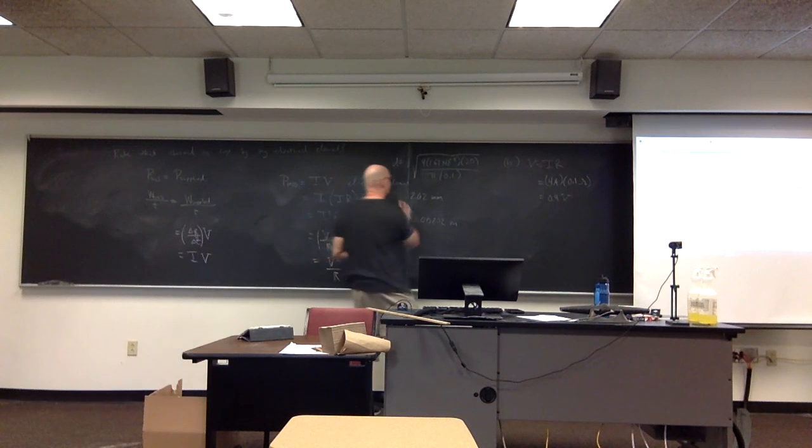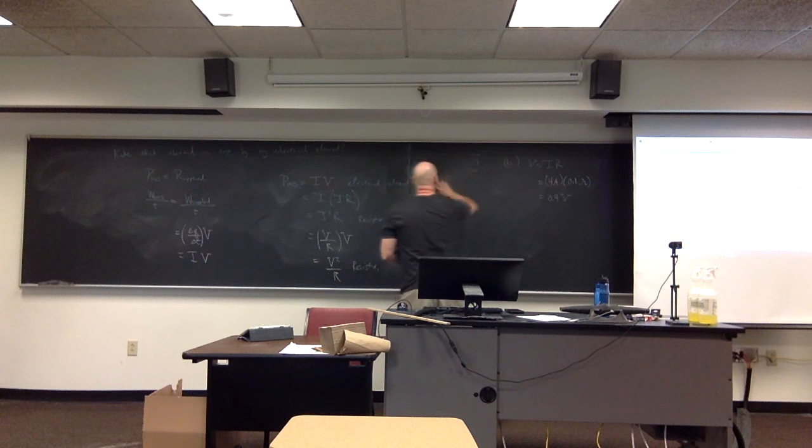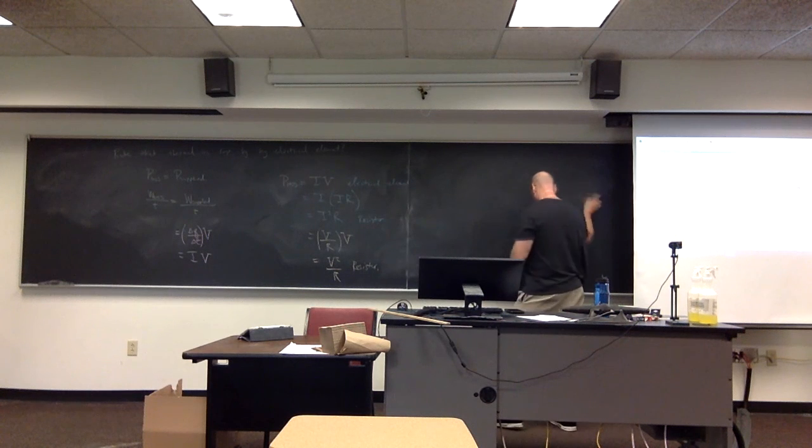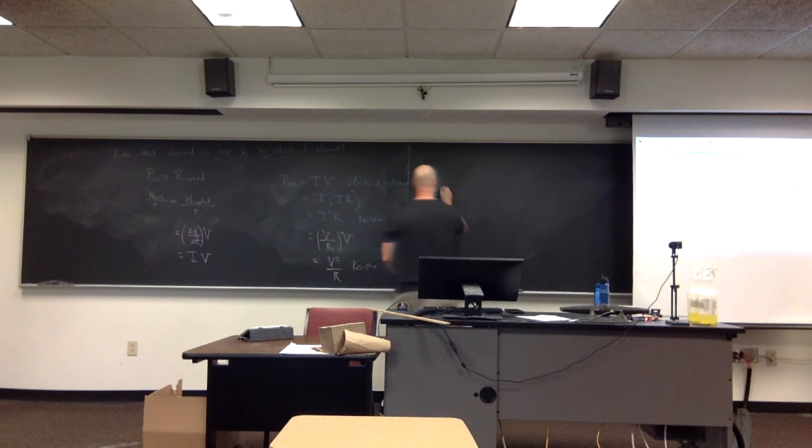So this says then, again, the amount of power which is being delivered, which by conservation of energy is equal to the power which is being lost, is either equal to the current times the potential, the current squared times the resistance, or the potential squared divided by the resistance. Any one of these three is fine.